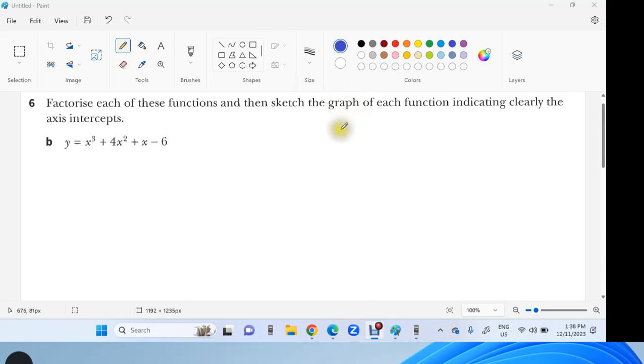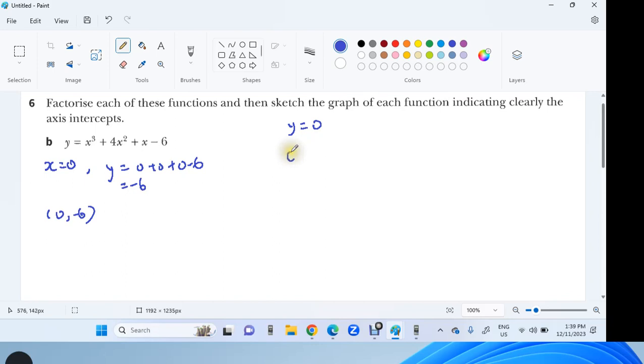So this one, if we want to find the y-intercept, we sub x equal to 0, then we will have 0 plus 0 plus 0 minus 6. That is negative 6. So (0, negative 6), this is easy. So to find the y-intercept, it is easy. But to find the x-intercept, we sub y equal to 0.